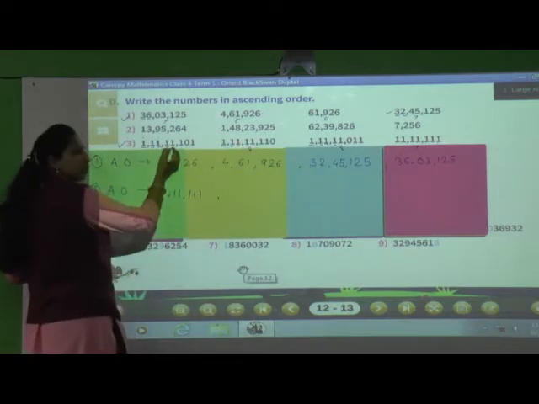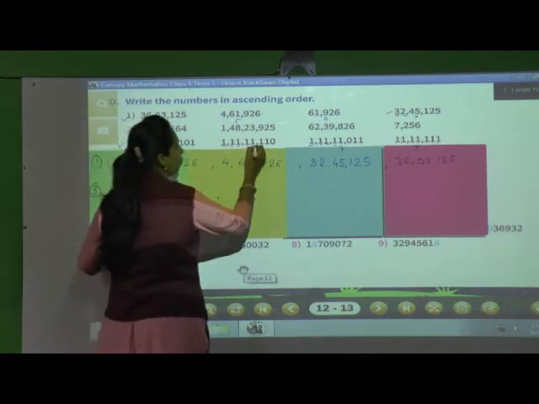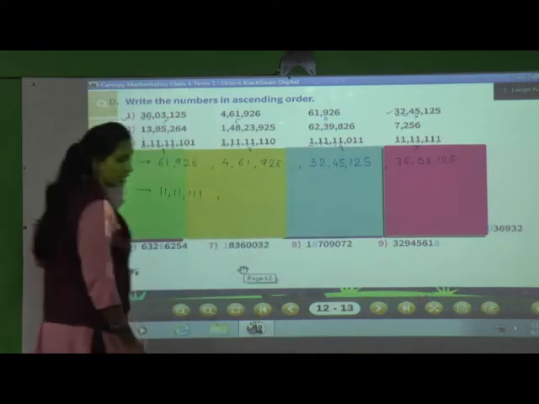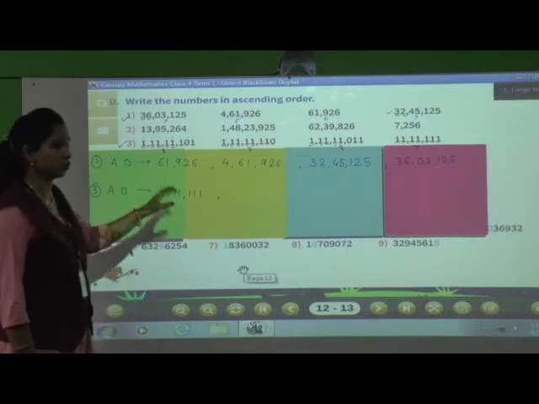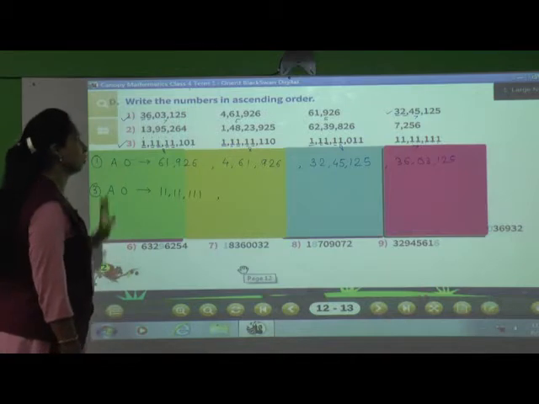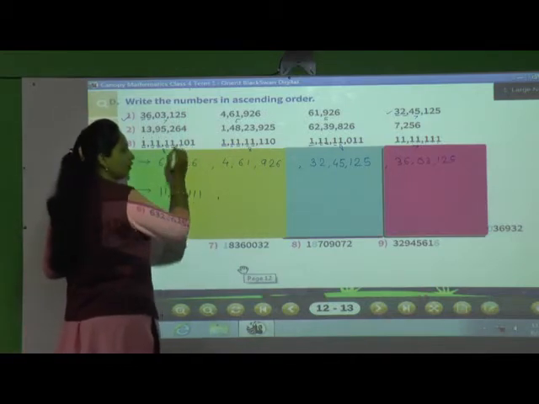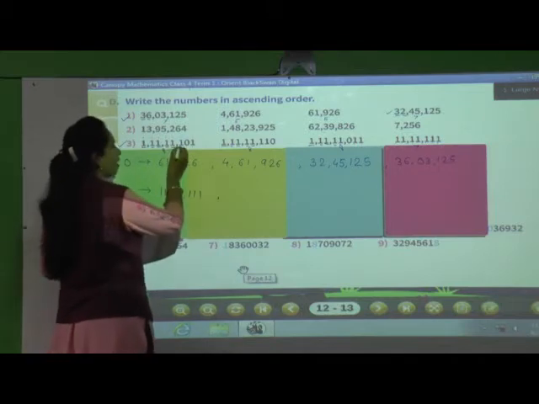Now again we will go with the 1,000 place. In the 1,000 place also 1, 1, 1. See, they had given this question to confuse you, but you are not going to be confused. You have to solve properly. Okay. Now what do we have to do next? We have to see the 100 place.